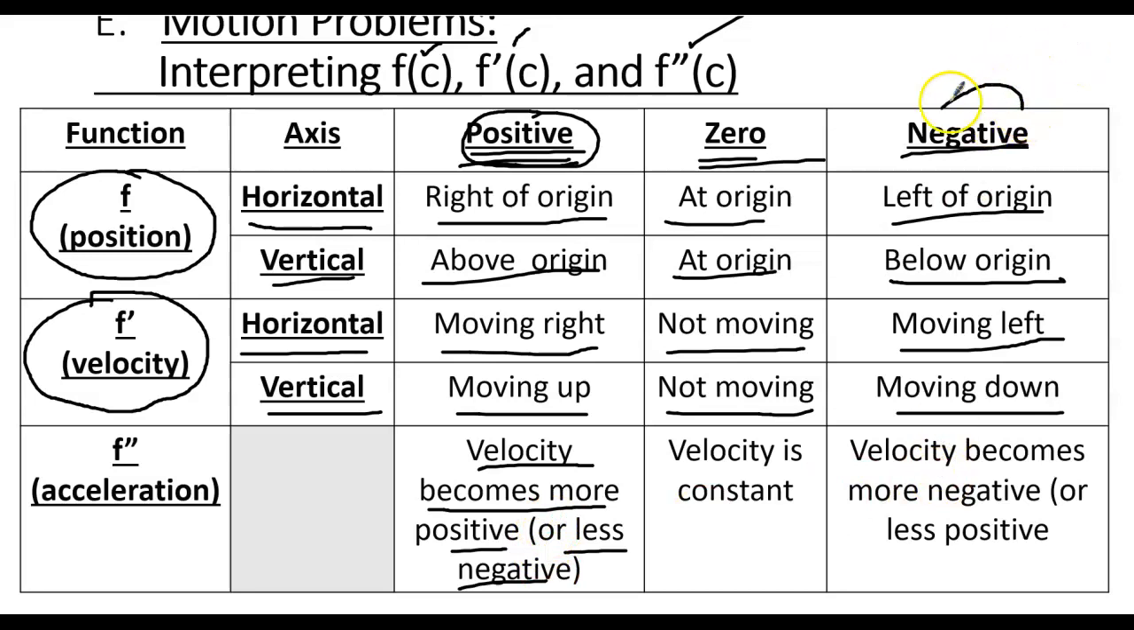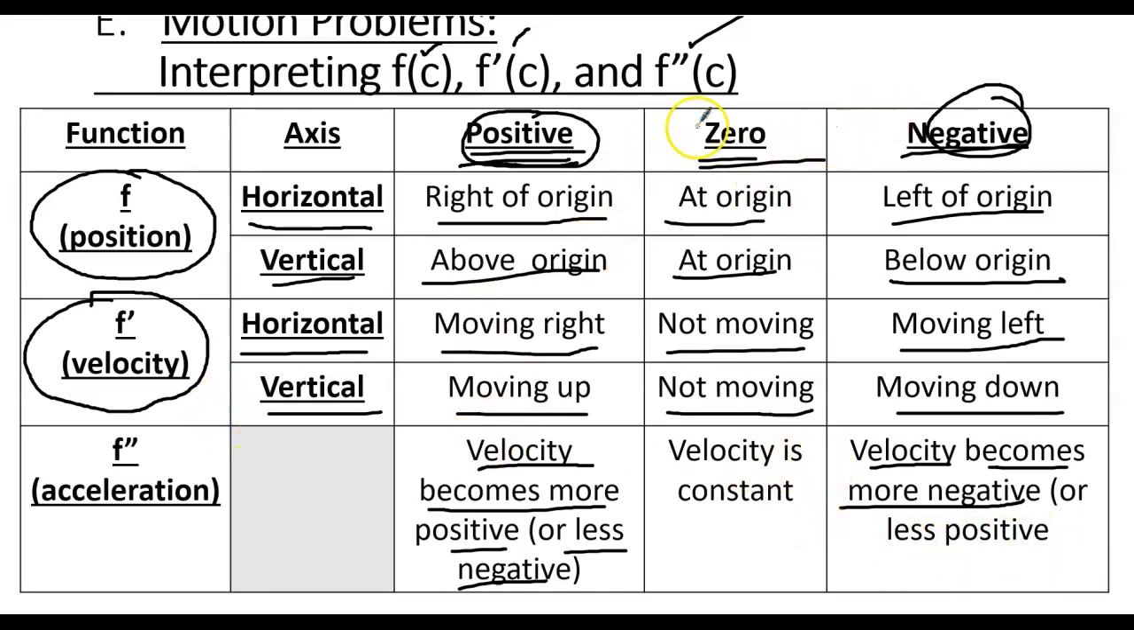If your acceleration is negative, that means that your velocity is becoming more negative. So if it's already negative, it gets even more negative. Or if your acceleration is negative, your velocity is decreasing. That could also mean that if you have a positive velocity, it's becoming less positive. So that's the idea there.